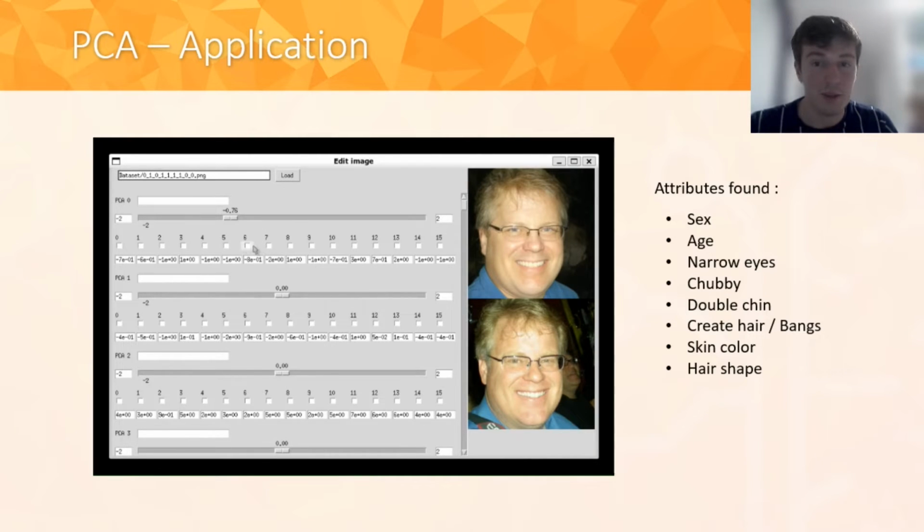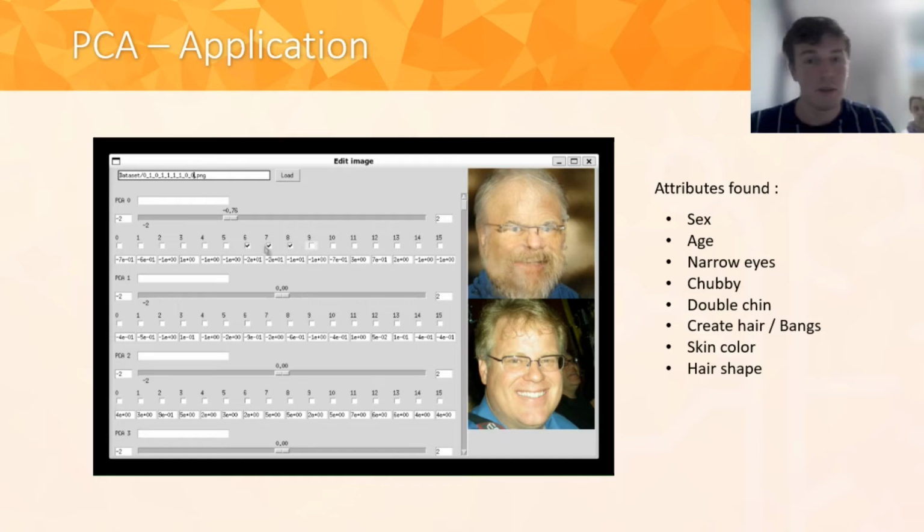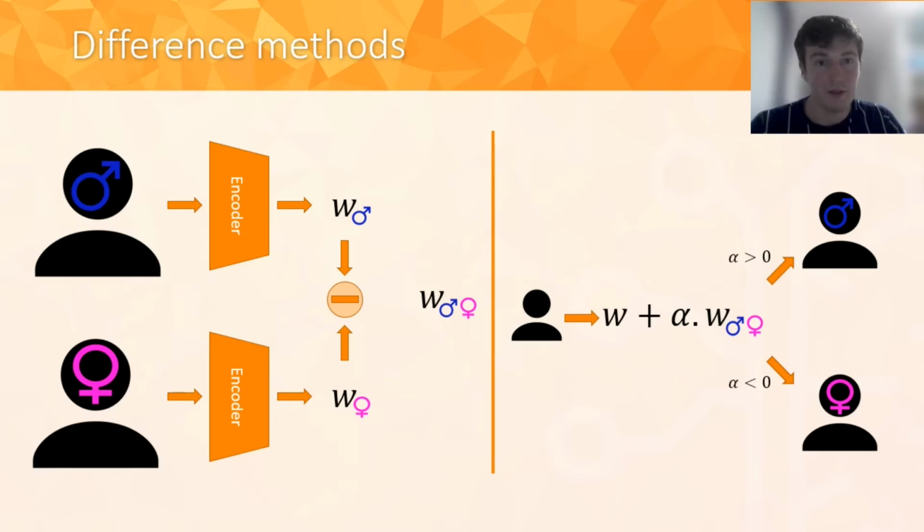Now age should be double chin. We can create hair, make bands, change the skin color and the hair shape. Okay, and there is another method we used. We encoded all CelebA dataset.